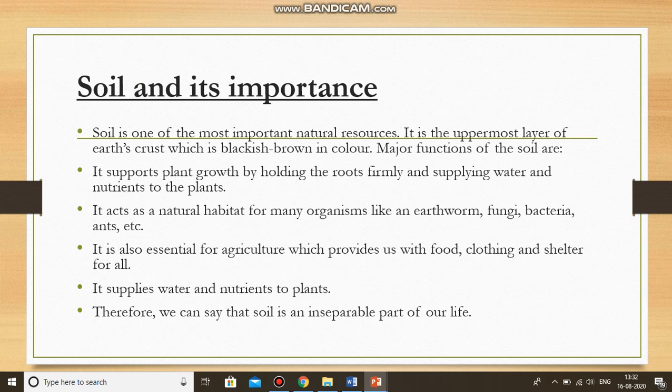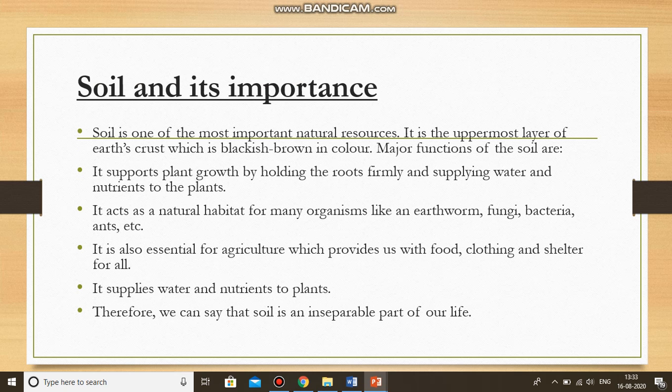Soil. Soil is one of the most important natural resources. It provides anchorage to the plants and supplies water and nutrients. It is the home for many organisms. It is the uppermost layer of the earth's crust, which is blackish brown in color.